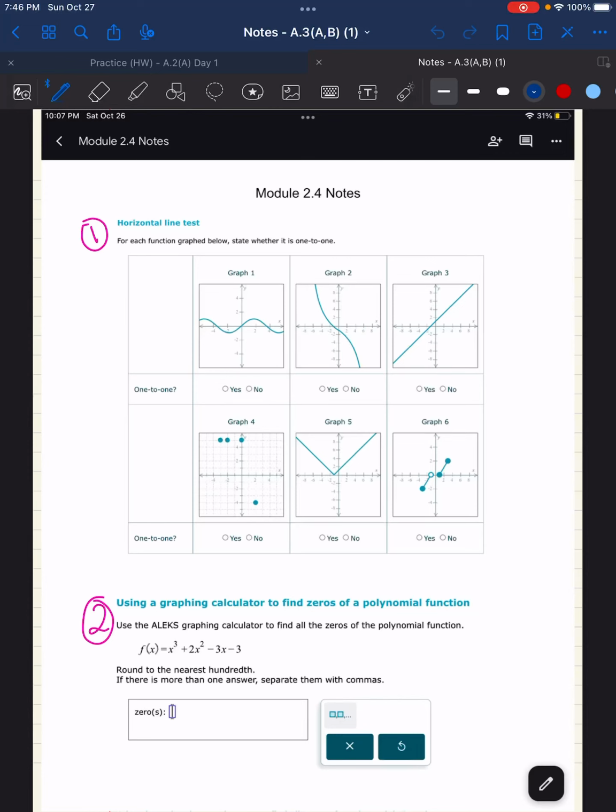All right, so 2.4 notes. For each function graphed below, state whether it is one-to-one. So y'all, all they're asking is if this is a function or not.